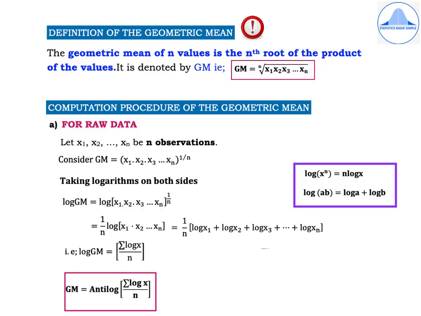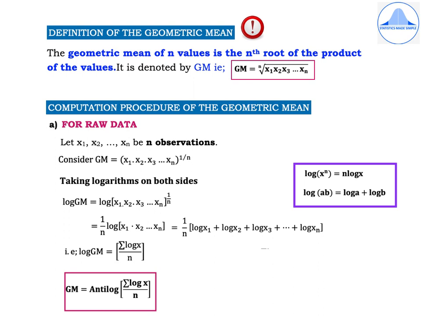Let's start with the definition of the geometric mean, which is an important question. The geometric mean of n values is the nth root of the product of the values. It is denoted by GM, that is GM is equal to nth root of x1 into x2 so on xn.